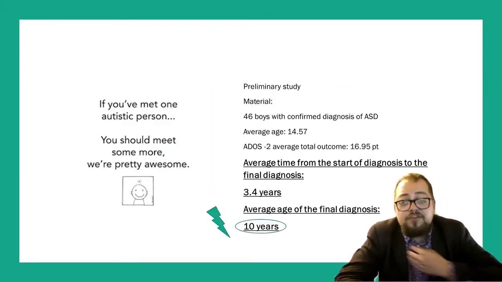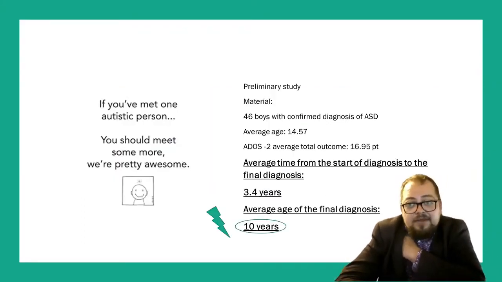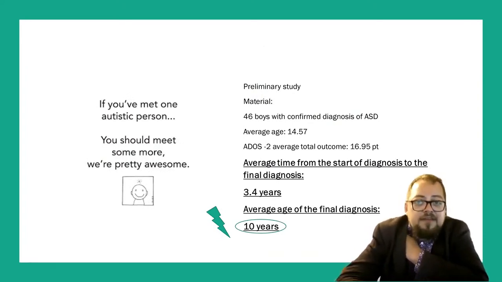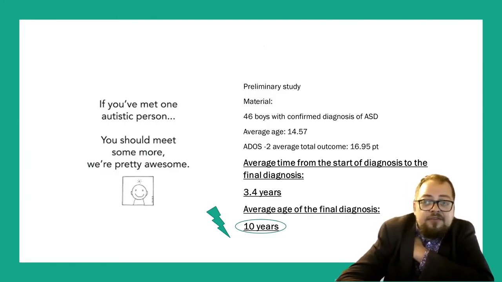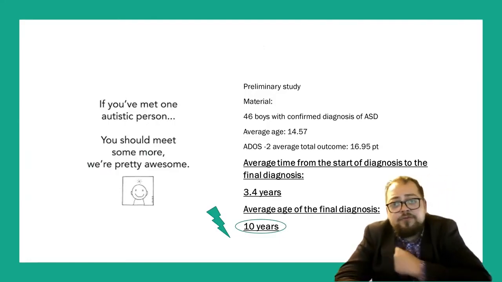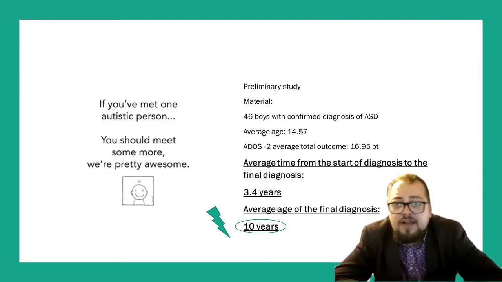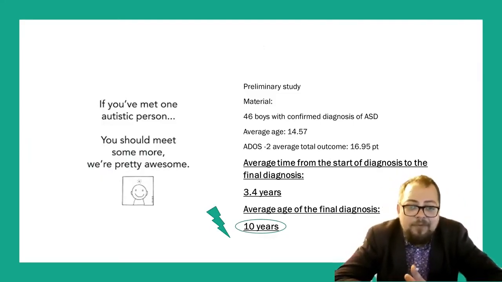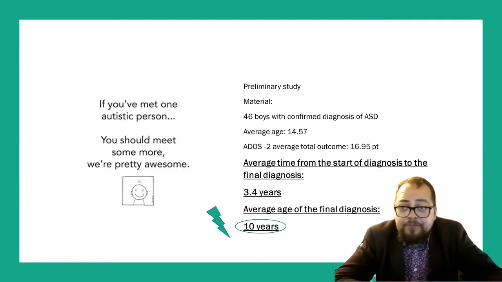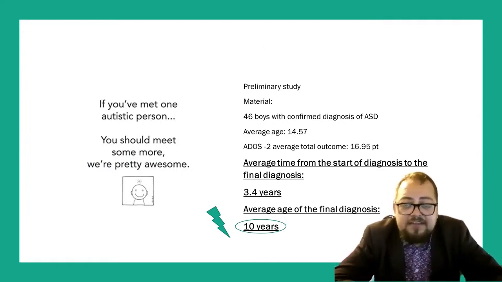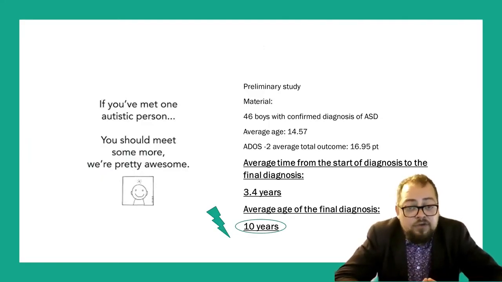For example, we've conducted a preliminary study together with my colleagues from the department and in cooperation with the Department of Molecular Biology and Genetics of Medical University of Silesia. We've included in it a group of 46 boys with average total outcome of ADOS2, 16.95. So it's a quite high outcome. What was of the interest is the fact that average age of final diagnosis was 10 years old.